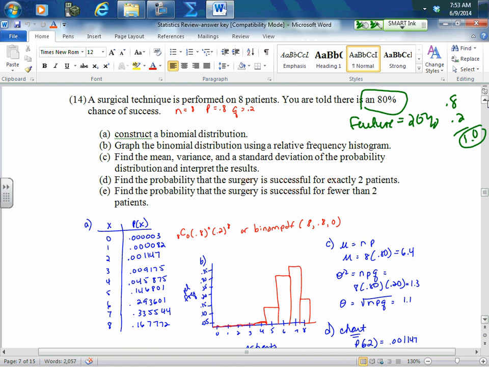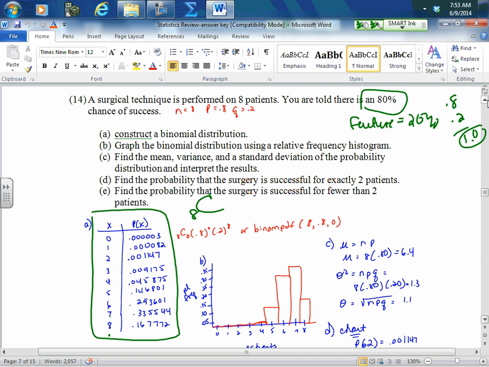So you construct a binomial distribution. Same as we did your probability distribution, we want a table of all your possible things. So out of 8 patients, you could have none that are successful. 0, 1 success, 2, 3, 4, 5, 6, 7, 8, all successful. Now, 2 ways to do this. With a combination, this is Bernoulli's combination.